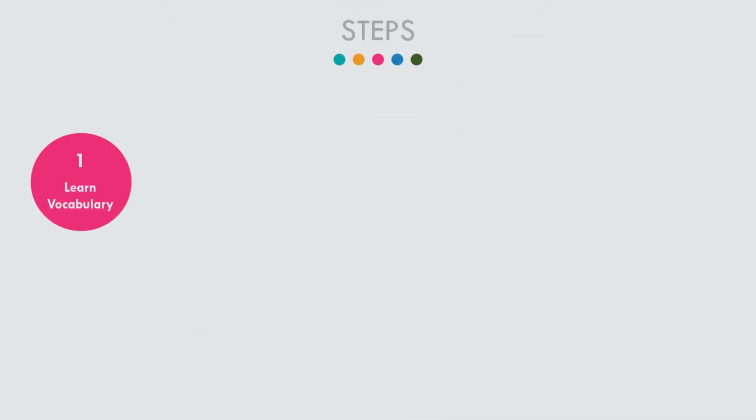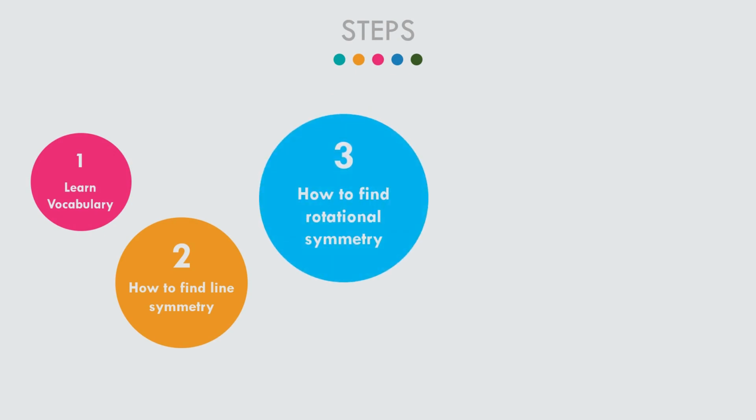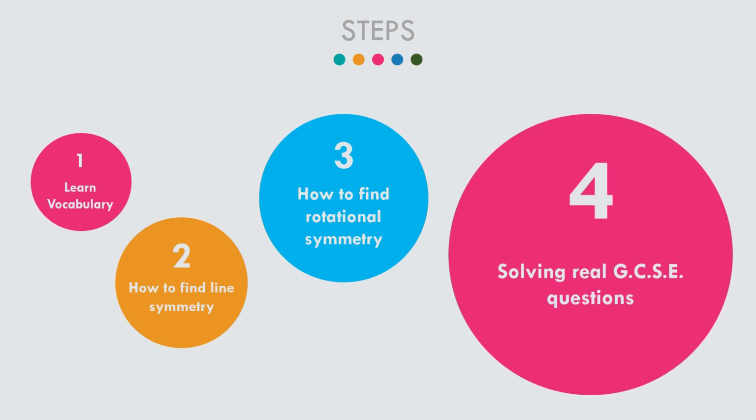Step 1. We need to learn the vocabulary associated with symmetry. Step 2. How do we actually find the line of symmetry? Step 3. How to find rotational symmetry. Step 4. Using our knowledge to solve a real GCSE question.